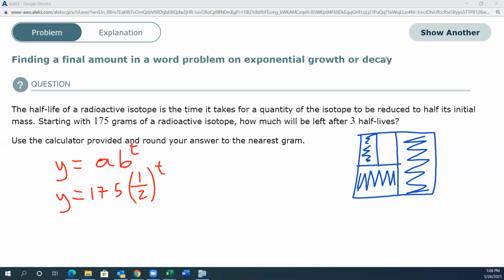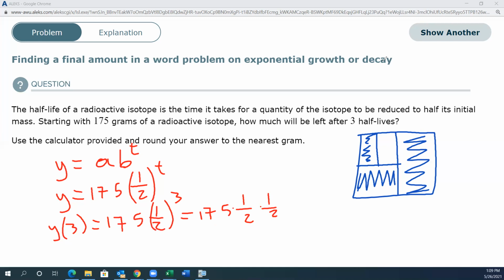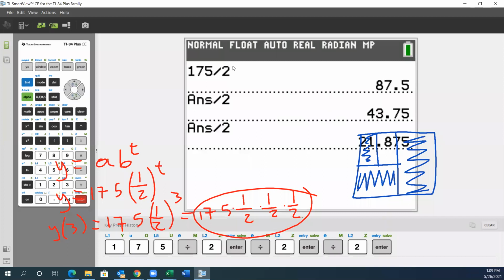Because if you want to know y of 3 half-lives, one overly laborious way of writing this out would be to say, oh, I'm multiplying by 1/2 3 times. It's kind of a silly way of writing it out, but it is accurate. And then that will give you the answer. Now, compare that with what we did on the calculator. Isn't that what we did? We multiplied by 1/2 or divided by 2, did it a second time, did it a third time, just like we were seeing right there. So, same thing.